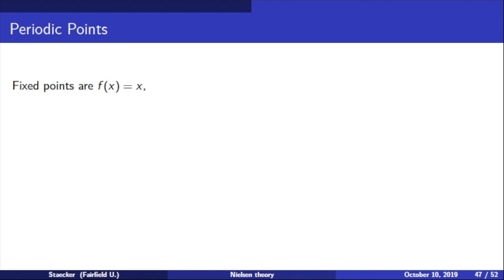You know, fixed points are when f of x equals x. Periodic points are like this, f to the n of x. That's the iterate of f. You do f of f of f of f of x, like that. These are called periodic points, and n is called the period of the periodic points.